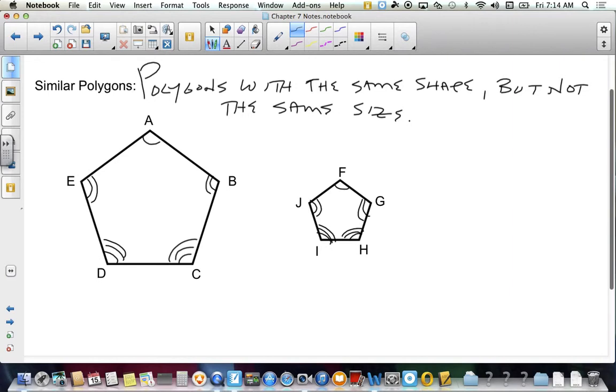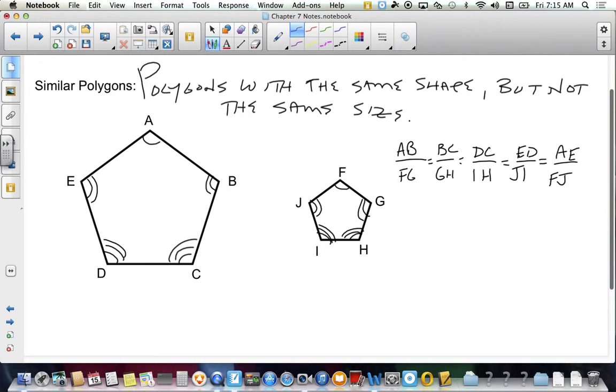The second thing is that the sides have to be proportional. We talked in video 1 about what it meant to be a proportion. The ratios of the sides will all be the same. So in this example, AB over FG has to be equal to BC over GH, which is equal to DC over IH, which is equal to ED over JI, and then AE over FJ. Okay? All of those ratios have to be the same.